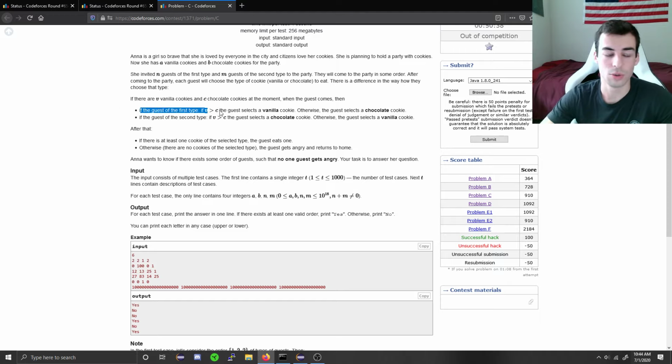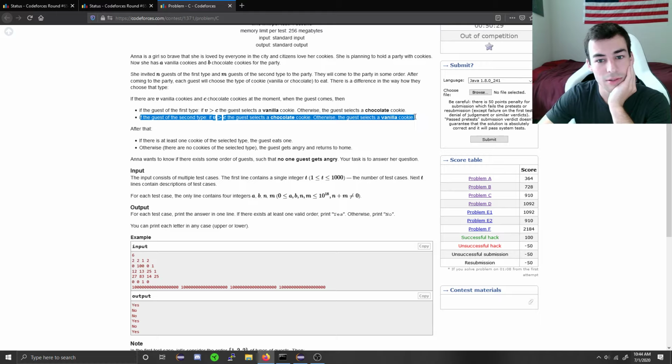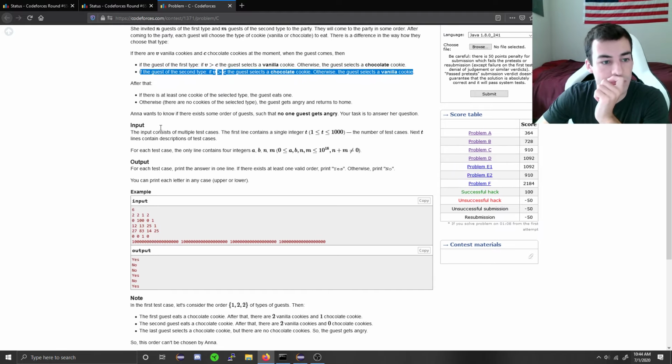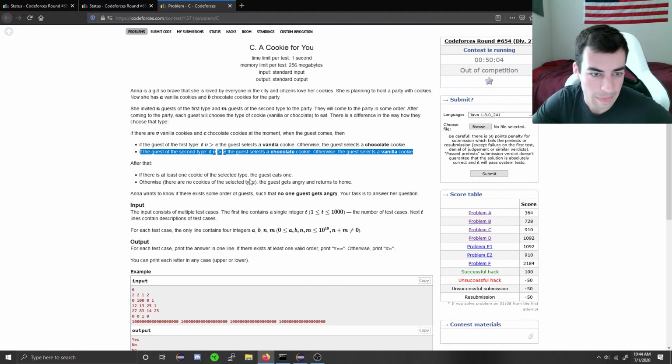So these ones are always helpful, I think, right? Those always eat whatever there are more of, or chocolate. These ones eat whatever there are less of, or chocolate, or vanilla if they're the same. Okay, so we want to see if we can eat lots of cookies.